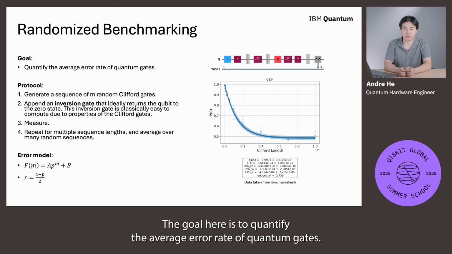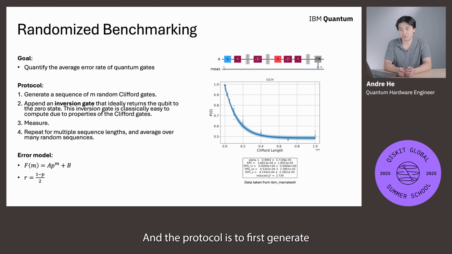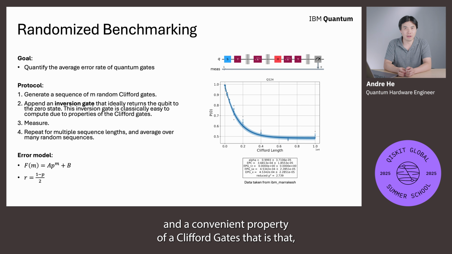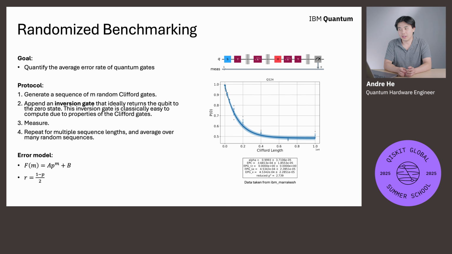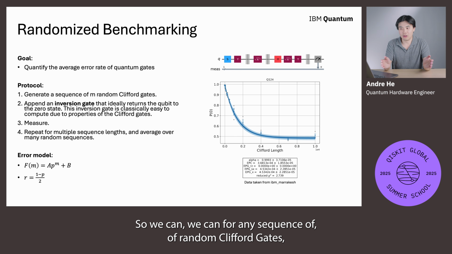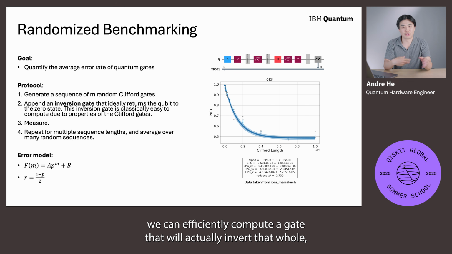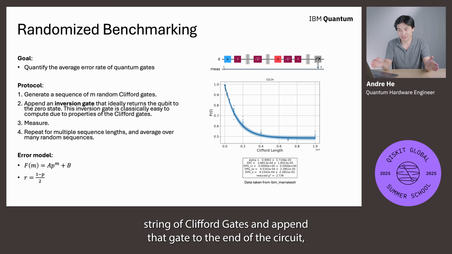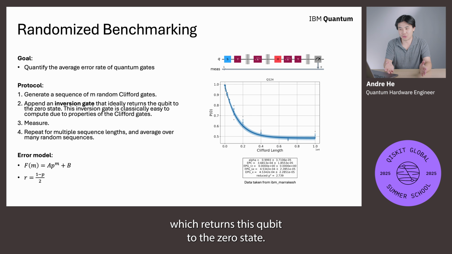The goal here is to quantify the average error rate of quantum gates. And the protocol is to first generate a sequence of random Clifford gates. And a convenient property of a Clifford gate set is that they are efficient to compute classically. So for any sequence of random Clifford gates, we can efficiently compute a gate that will actually invert that whole string of Clifford gates and append that gate to the end of the circuit, which returns this qubit to the zero state, and then measure.